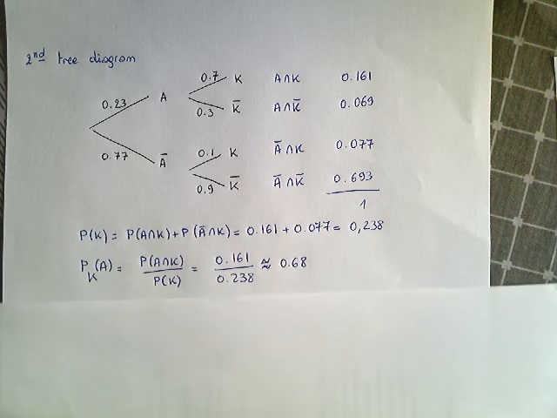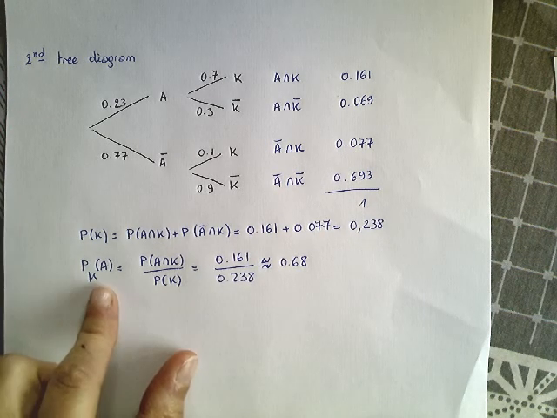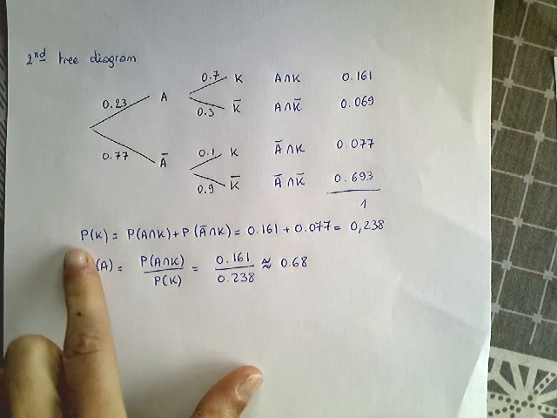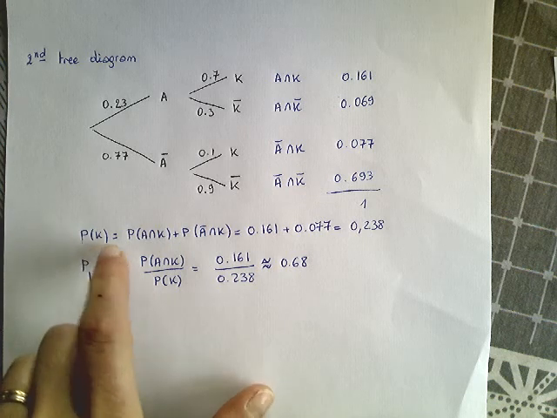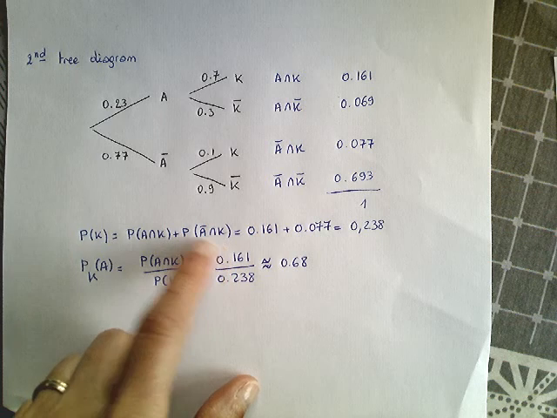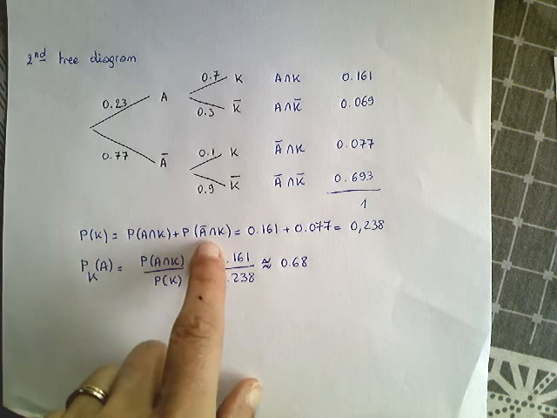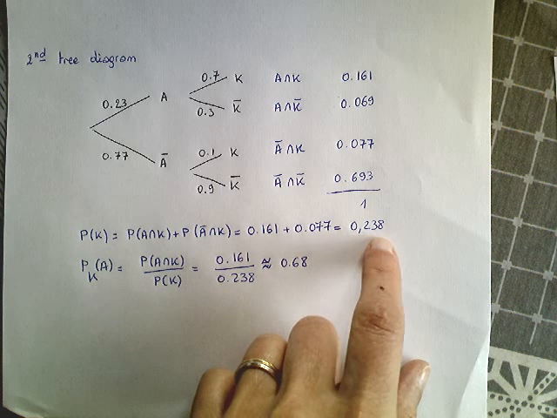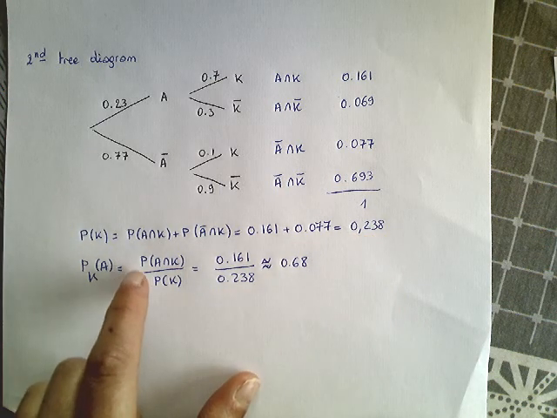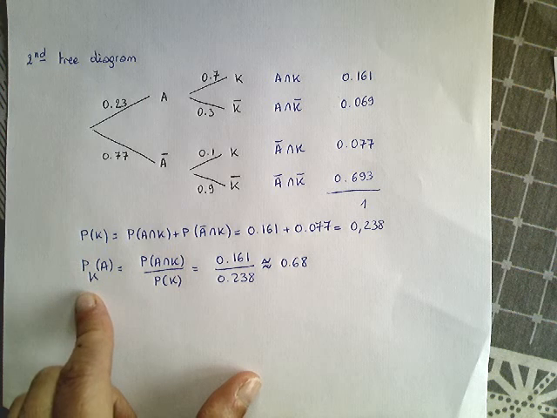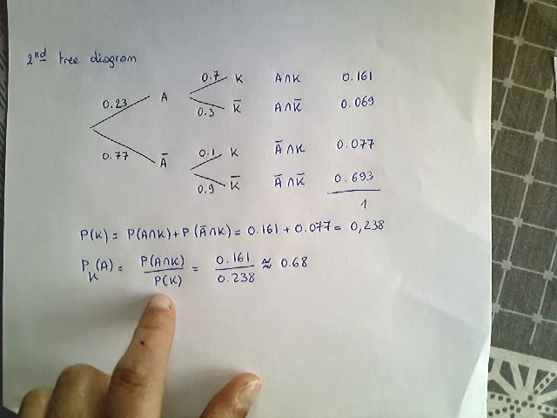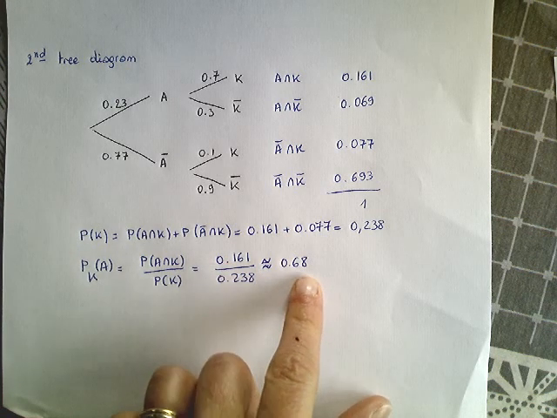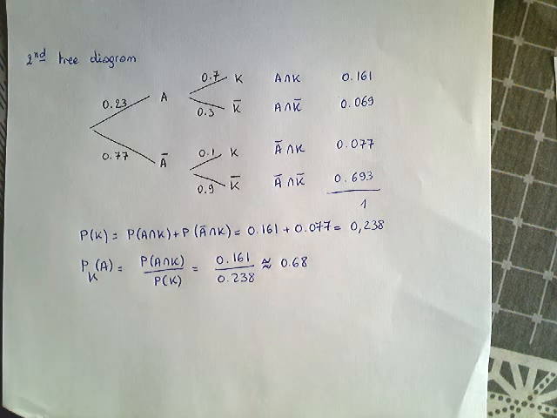And now we'll find the probability of A given K. So first, we need the probability of K. We have two different outcomes leading to K. So we add their probabilities and we find 0.238. Now, to have the conditional probability, we divide the probability of A and K by the probability of K, and we find 0.68. So that means 68%.